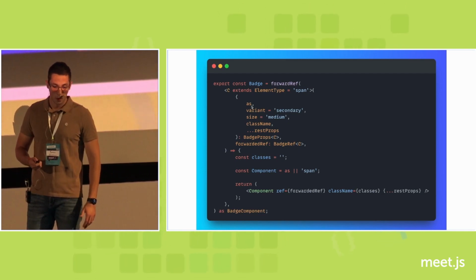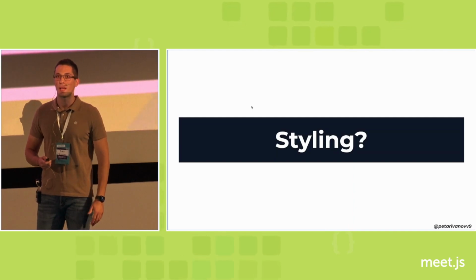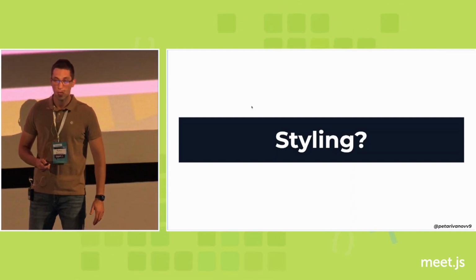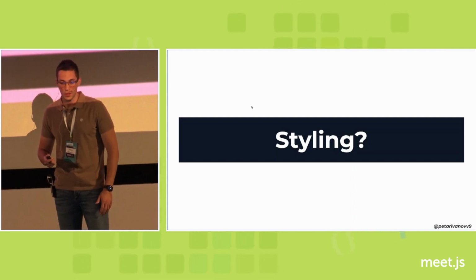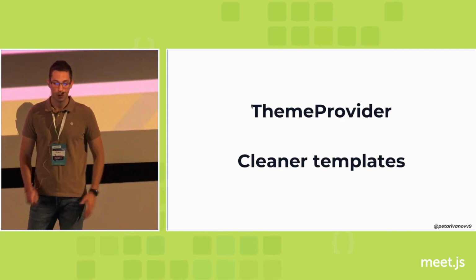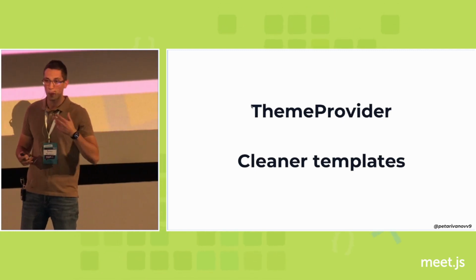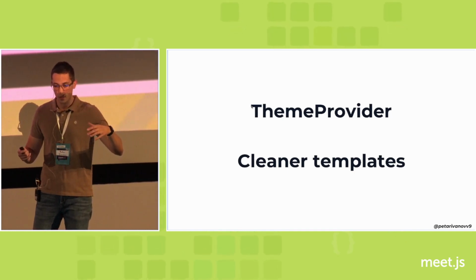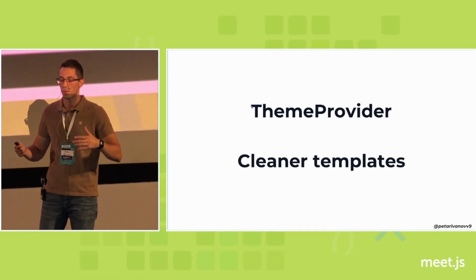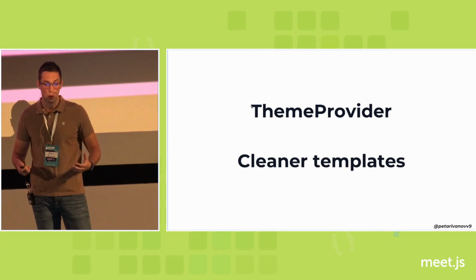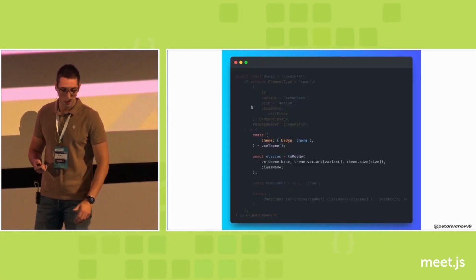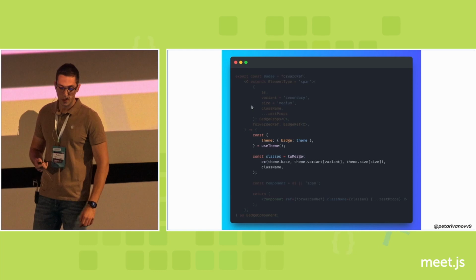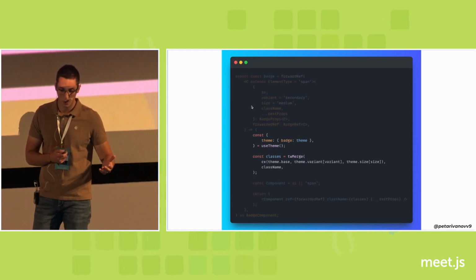And okay, so now what about styling? How are we going to approach it? In our case, we decided to have a theme provider. So we have a hook from which we can pick the necessary styling per component. In this case, we achieved very clean templates. And now I'm going to show you the actual code, so here we can see the changes from the previous one.